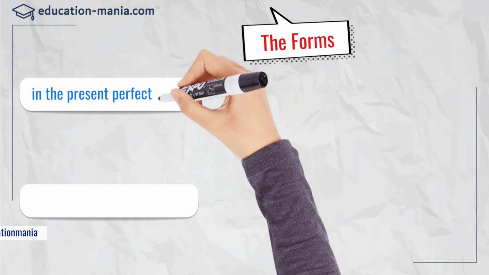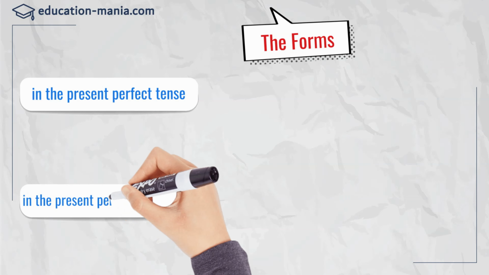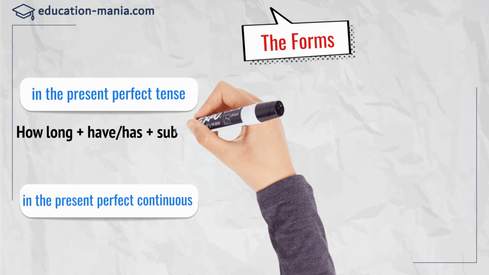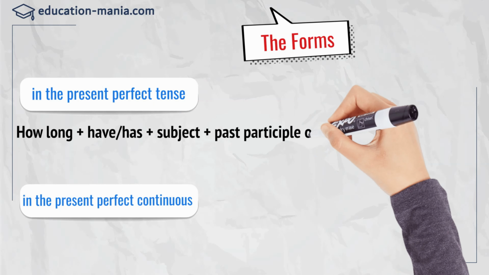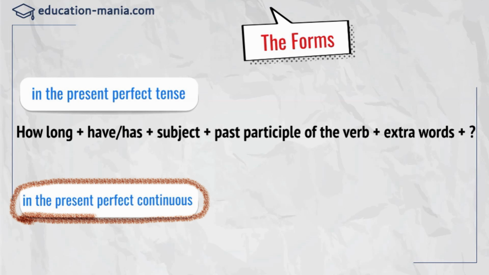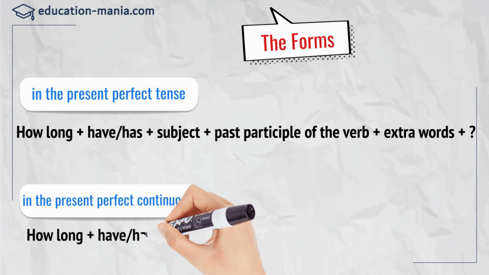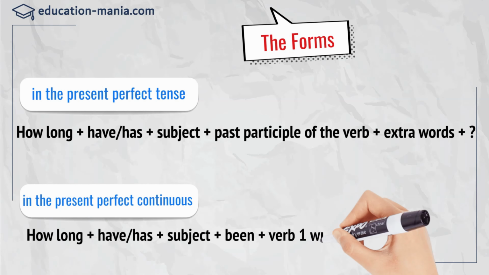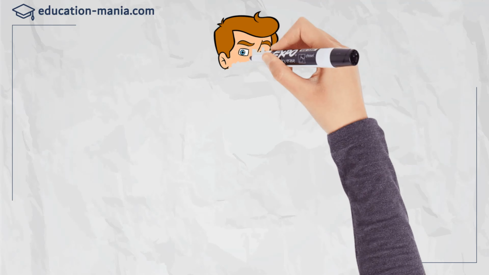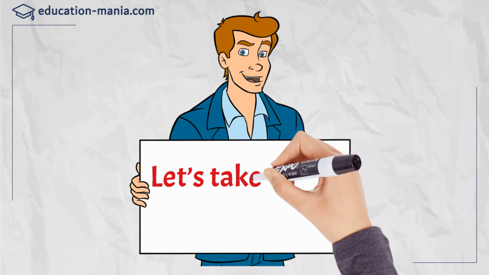The form in the present perfect tense: how long plus have or has plus subject plus past participle of the verb plus extra words. The form in the present perfect continuous tense: how long plus have or has plus subject plus been plus verb 1 with ing plus extra words. Let's take some examples.